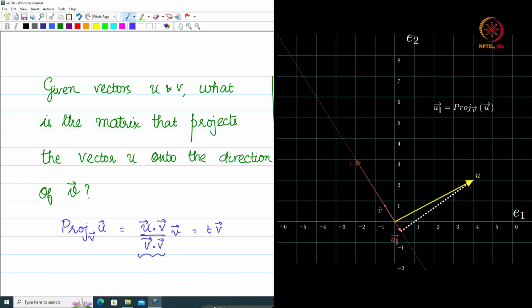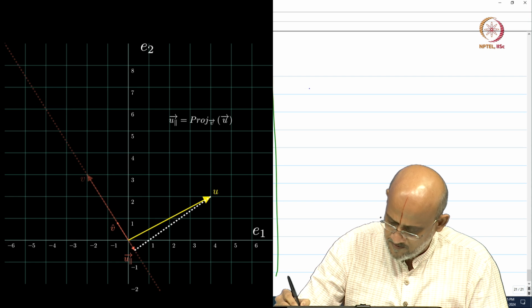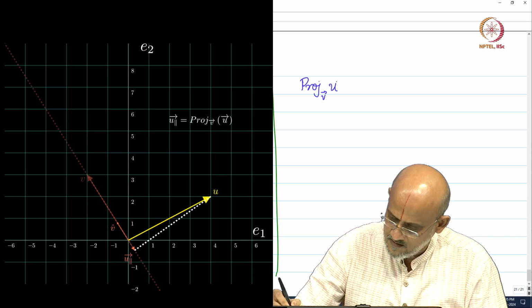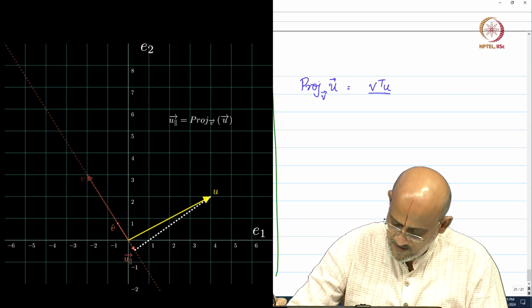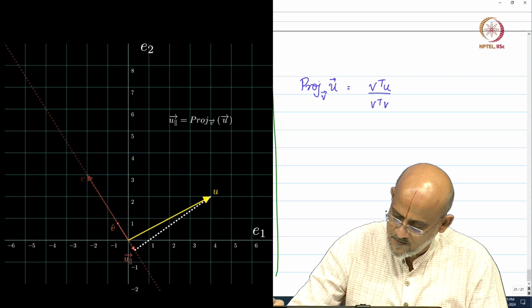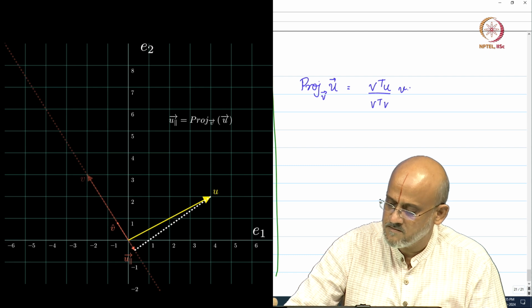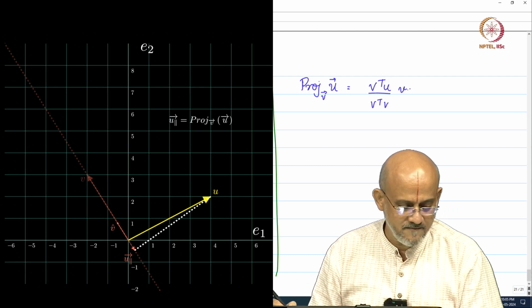Now let us look at this. So what we have? We have u dot v, so projection of u onto v is basically v transpose u divided by v transpose v, in the direction of v. Yeah, this is what we have.